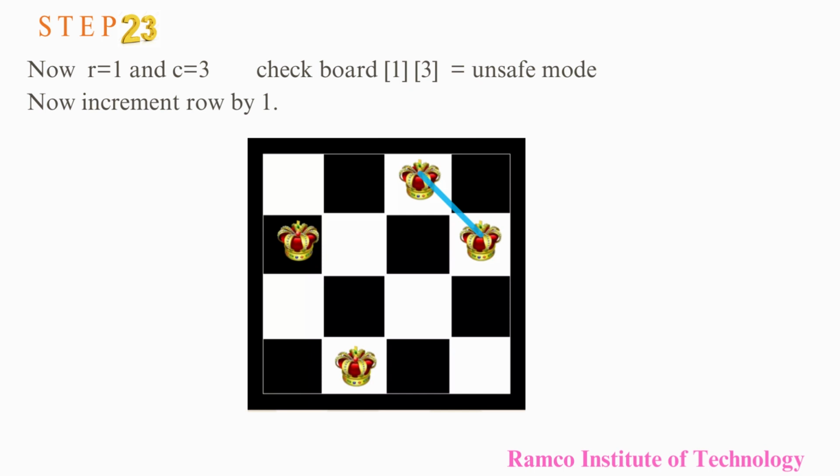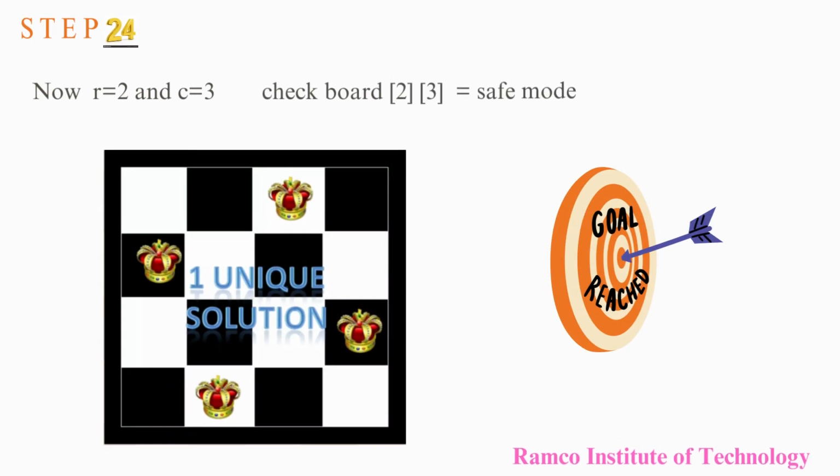In step 23, R value equal to 1 and C value equal to 3. So check the board 1 and 3. It is the unsafe mode because 2 queens in the same diagonal. So we will increment the row by 1. It can be shown in figure. In last step, row value equal to 2 and C value equal to 3. It is safe mode. So we will reach our goal. Here all fixed queens satisfy all the 4 constraints and we have reached our goal.